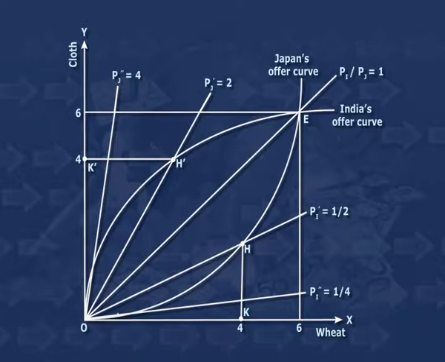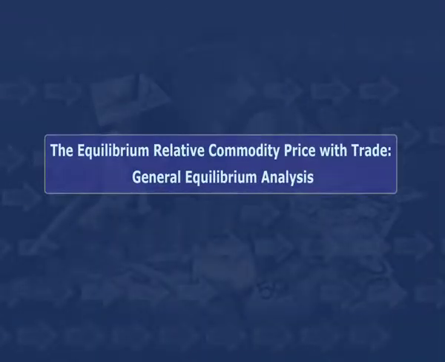In fact, India's offer curve lies wholly above a price line through the origin with slope equal to its autarky relative price, and Japan's lies wholly below such a line for it. This in turn illustrates that trade equilibrium must be at prices that lie between the two nations' autarky prices. Now let us focus on the equilibrium relative commodity price with trade. Here we will see general equilibrium analysis.